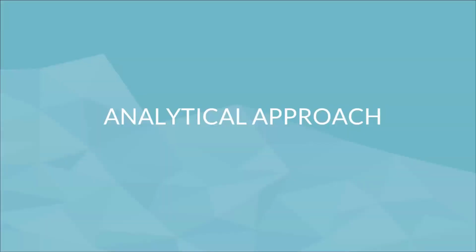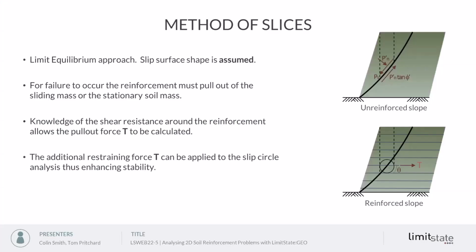Now, just to take a look at the conventional analytical approach for reinforced soils, one common approach is the method of slices. This is a limit equilibrium approach. We assume the shape of a slip surface. On the right here, we've got a little diagram of an assumed slip circle. We can look at the stability equilibrium of wedges of soil above that slip surface and look at the equilibrium of the forces acting on that particular slice.